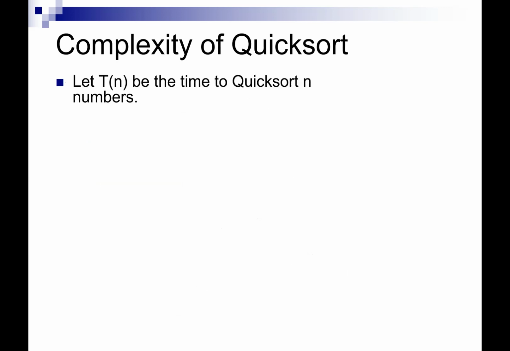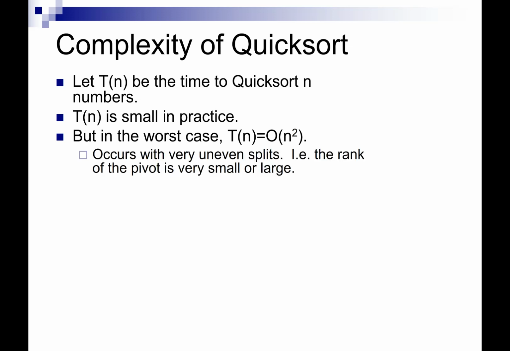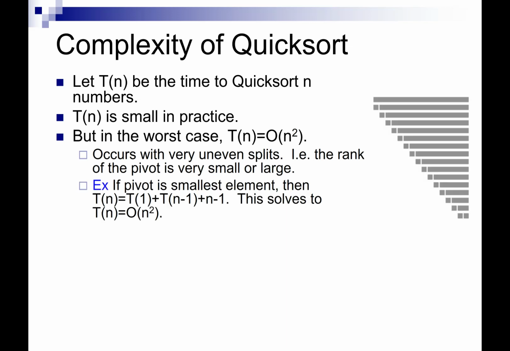However, simply picking the first element, you can actually get in trouble sometimes. Quicksort can run very slowly if you always just pick the first element as the pivot element. For example, let's do an analysis. Let t of n be the time to quicksort n numbers. Usually t of n in practice is small, something like n log n, but in the worst case, it can actually be order n squared. This can happen when you have very uneven splits.